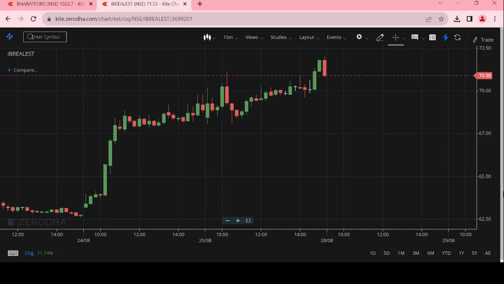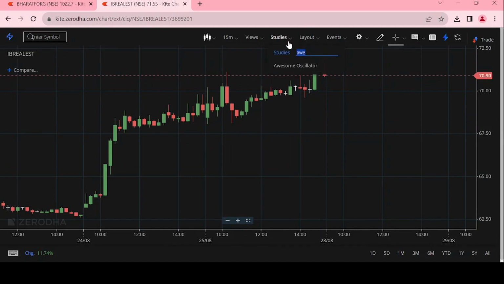For today's demonstration, I am using Zerodha. So I have here with me a 15-minute chart. So basically, the time frame that we are looking at is 15 minutes, since it's going to be an intraday trade. So we'll start applying the indicators one by one.